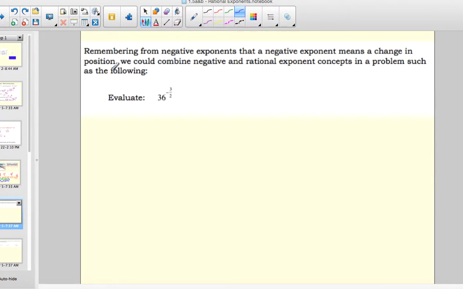Negative exponents. If we have a negative exponent, that first step is just going to change. So if we have 36 to the negative 3/2, we're just going to rewrite it so that it's 1 over 36 to the positive 3/2. So you're just going to flip it. If it's in the numerator, like this one, 36 over 1, technically, move it to the denominator. If it's in the denominator, move it to the numerator. But you always want to work with positive exponents, so get rid of the negative first.